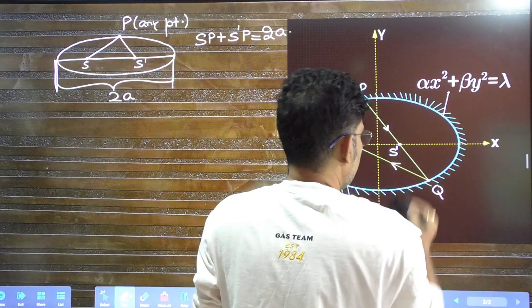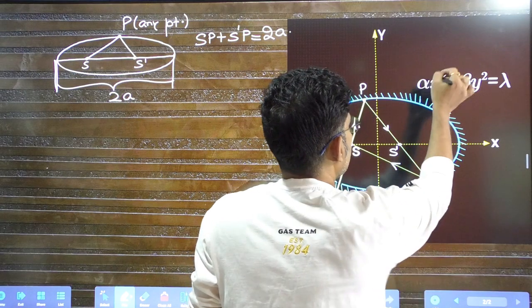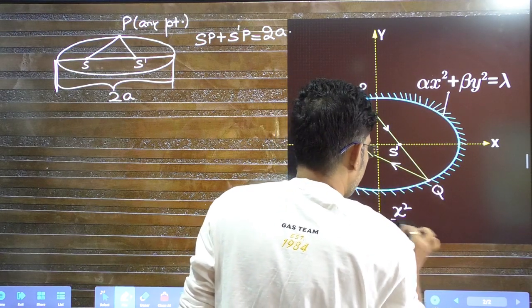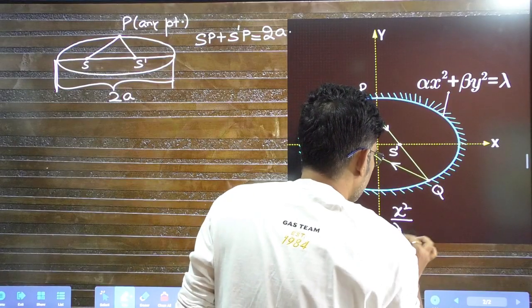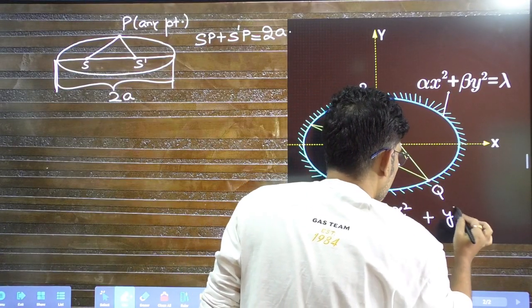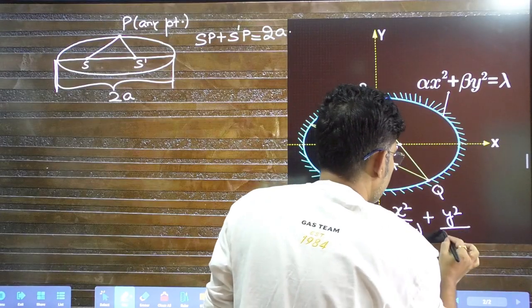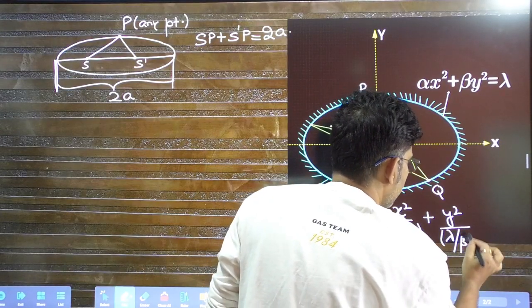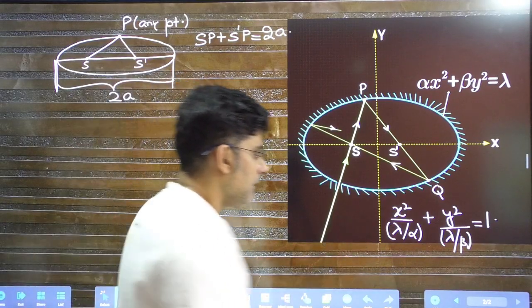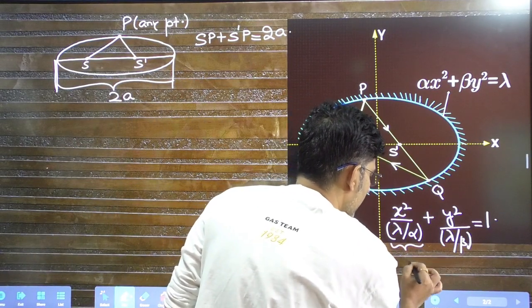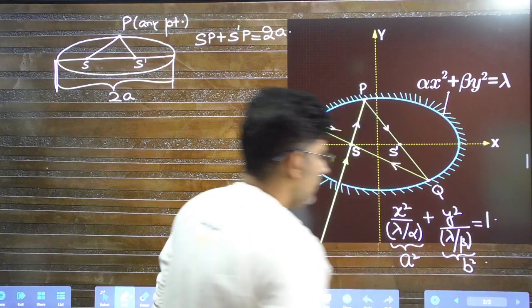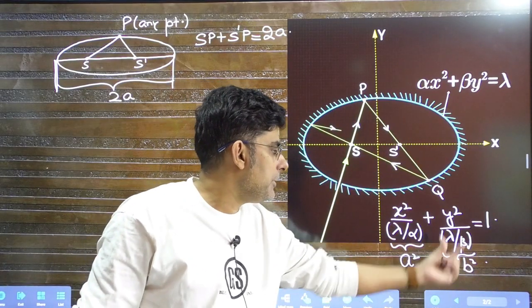So from here we can see that the equation can be written as x square by lambda by alpha plus y square by lambda by beta is equals to 1. And you know that this term we take as a square and this term we take as b squared. So x square by a square plus y square by b square is equals to 1.